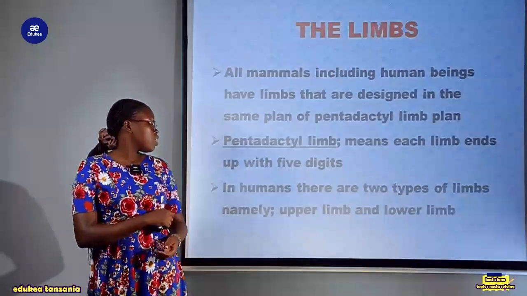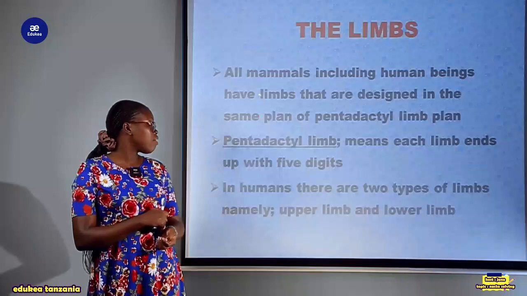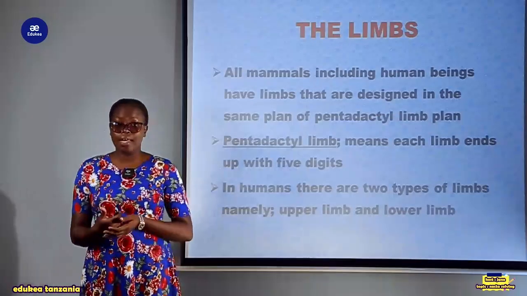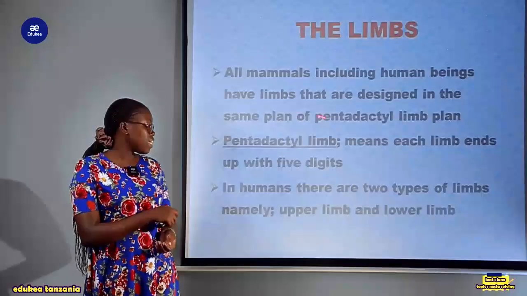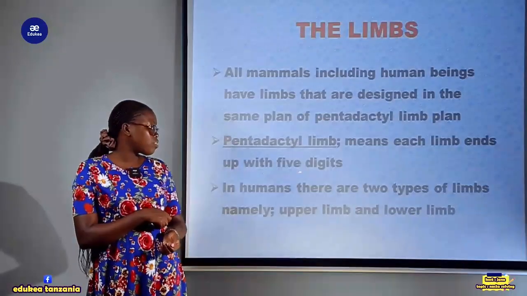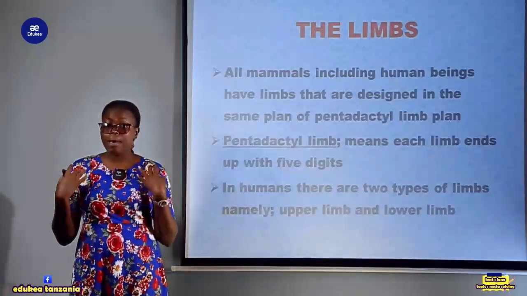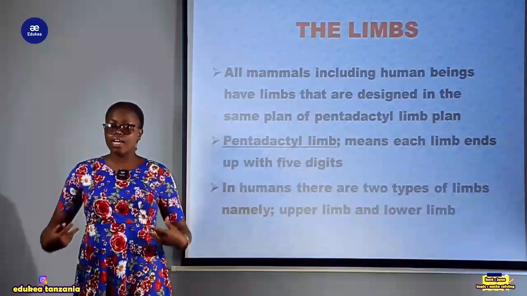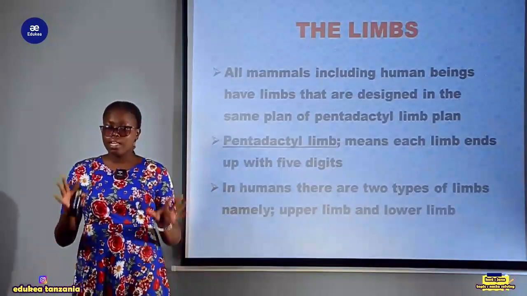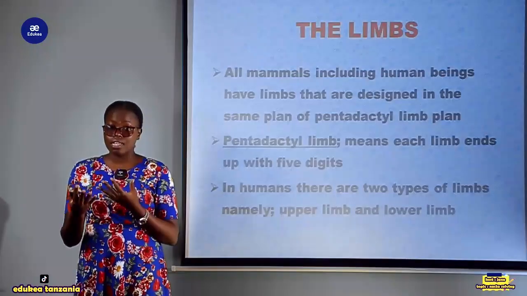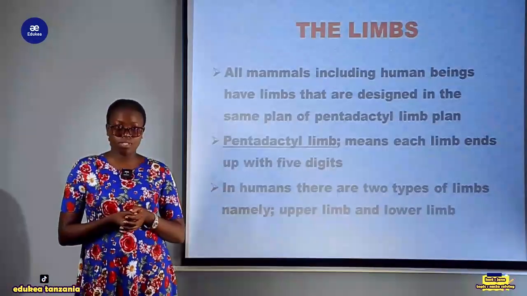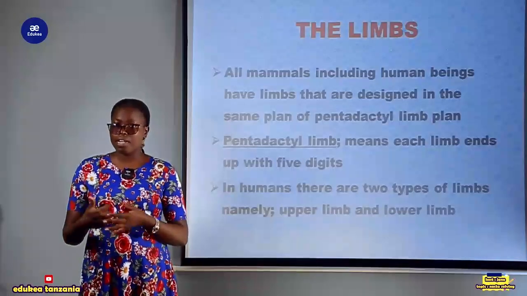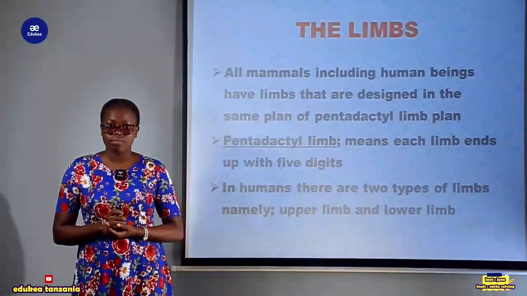All mammals including human beings have limbs that are designed on the same plan, the pentadactyl plan. When we talk about the pentadactyl limb, it means each limb ends up with five digits. We have upper limbs and lower limbs, and in each limb there are five digits; the feet have toes, and the hands have five fingers. So I want to answer this question: what are the functions of these upper and lower limbs?